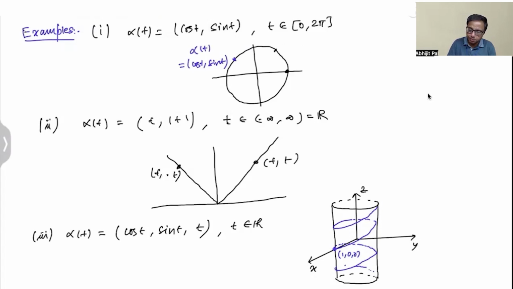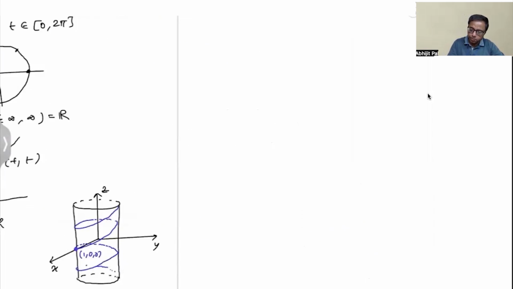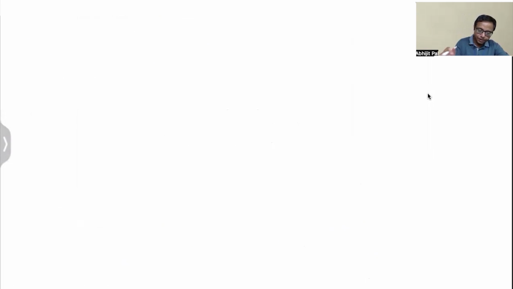But in the second example, if I take the function t goes to mod t, it is a continuous function, but it is not differentiable at t equals 0. So this curve alpha is not differentiable at t equals 0. In this course, mostly we'll be dealing with differentiable curves. So let me first define what we mean by differentiability. Let us recall a few things.